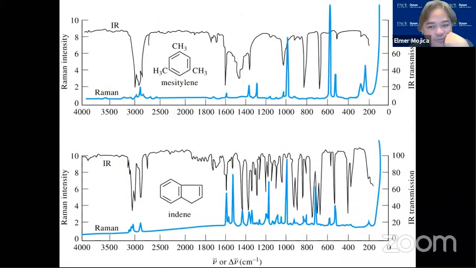If we compare an IR and a Raman spectrum, this is how they look. Some peaks you see in IR you don't see in Raman, and some peaks you can see in Raman but not in IR. So the best way to look at vibrational spectroscopy is to utilize both techniques. But between the two, IR is the more popular. There are only a few people doing Raman.